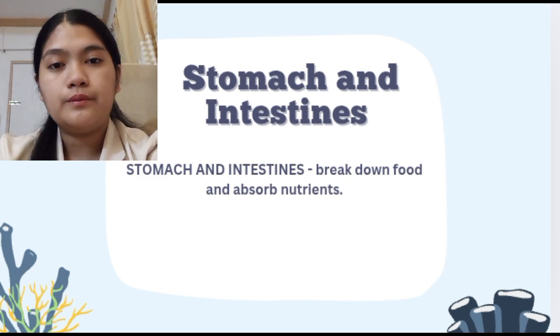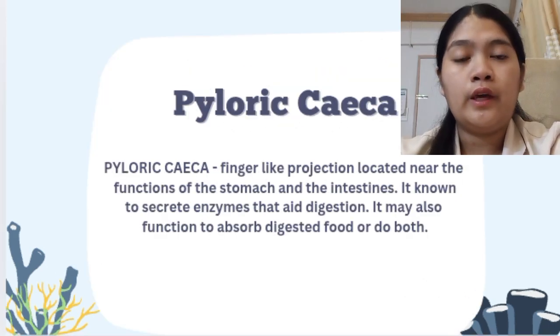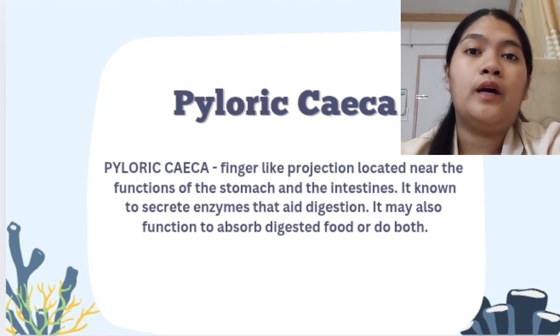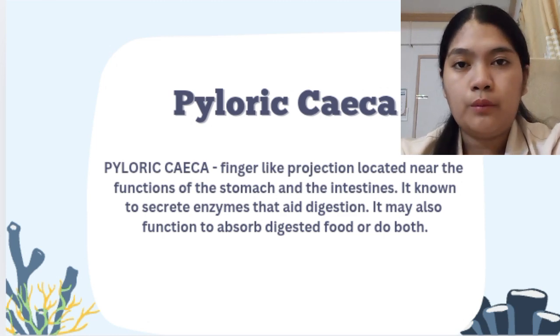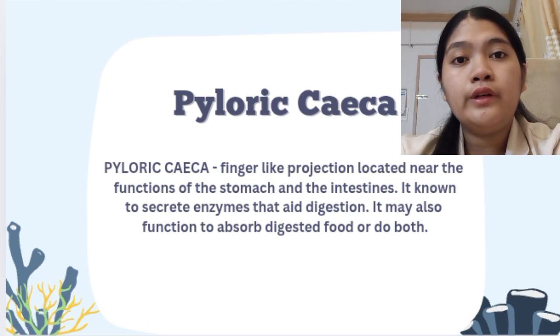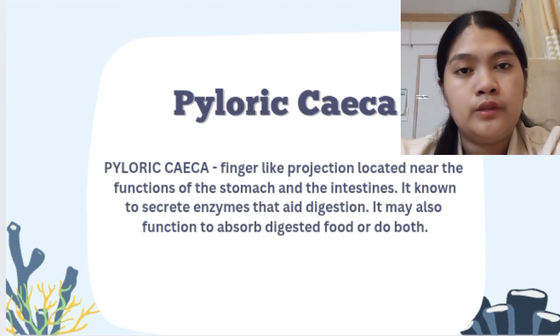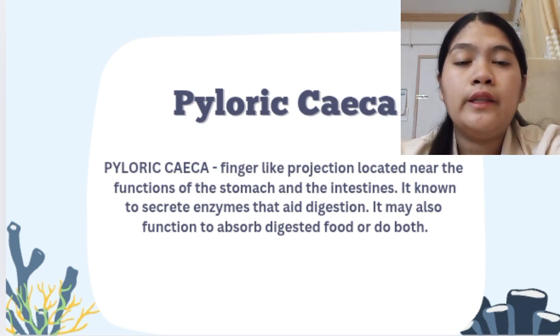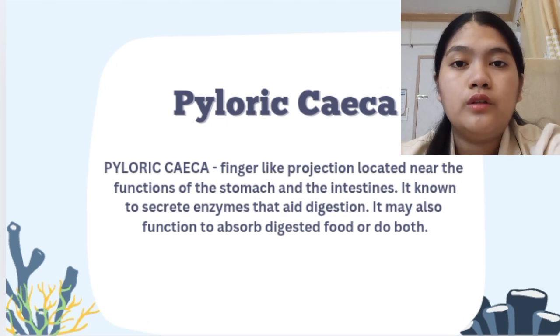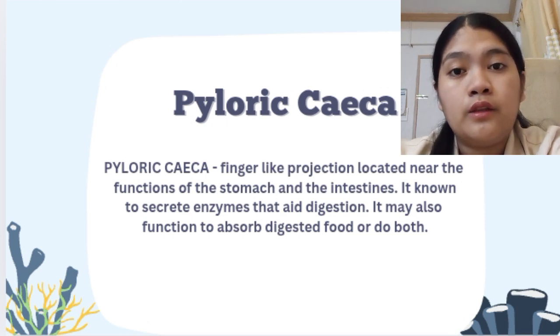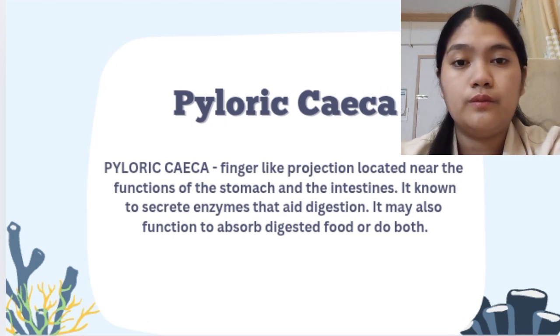Next is the pyloric caecum. The pyloric caecum is situated at the junction of the intestine and stomach. It has finger-like projections. Although the function of this organ is not completely understood, the organ has been known to secrete enzymes that help in digestion.